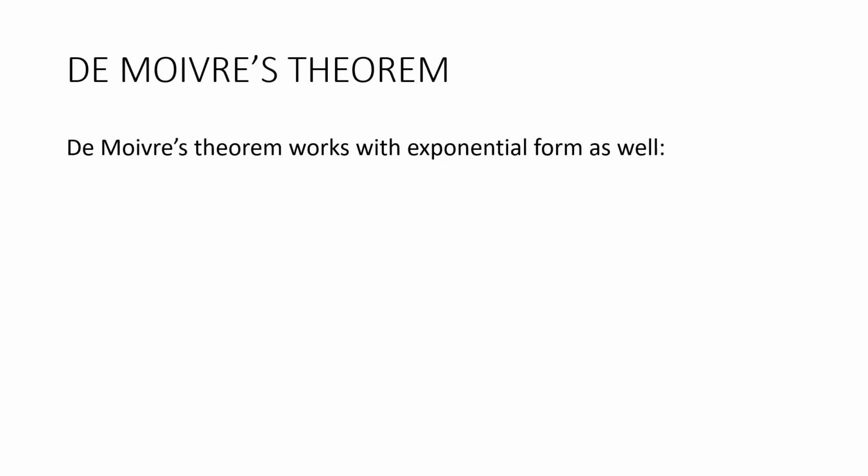Now, de Moivre's theorem works with exponential form as well, but it's a little bit more intuitive. If z is equal to re to the i theta, then z to the n is equal to r to the n e to the i n theta. Now think about it. What we're doing is raising this to the power of n. So that's going to be r to the n. And then when I raise a power to a power, I multiply the indices. So e to the ni theta, or however you want to write it.